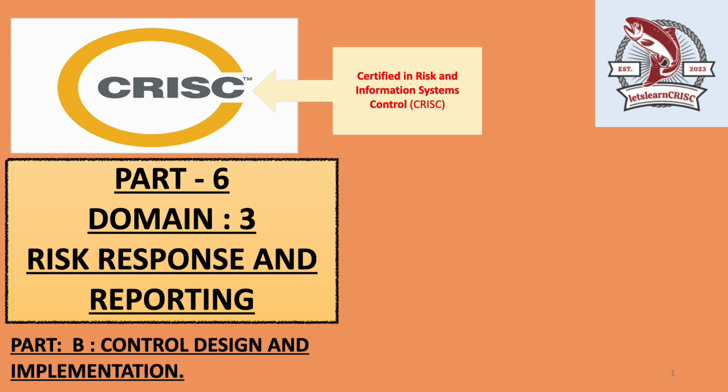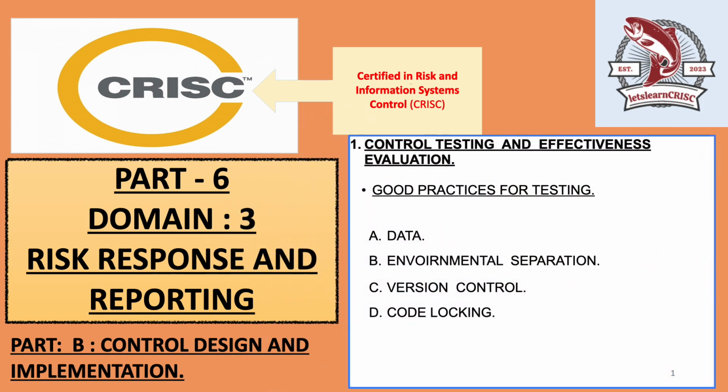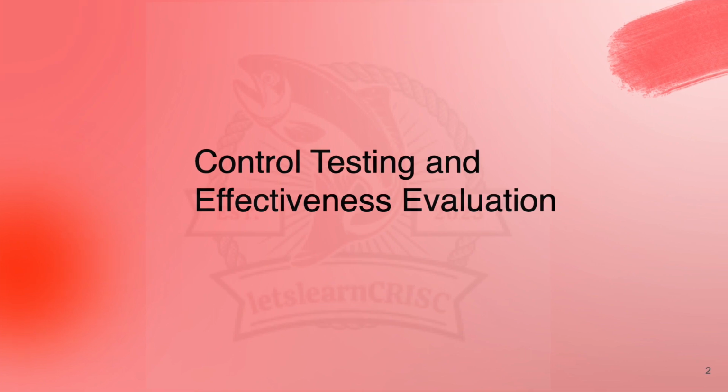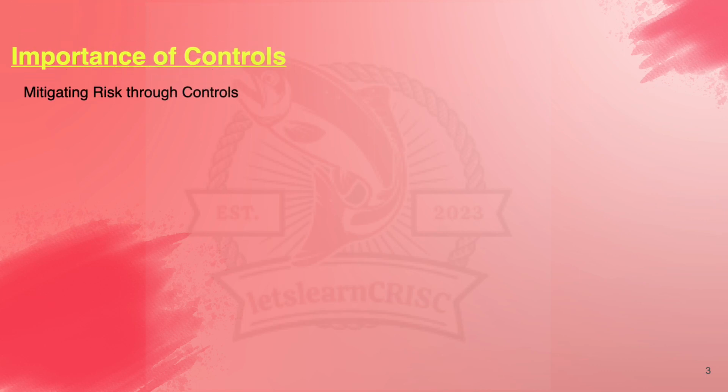Friends, these practices are not just theoretical concepts. They are the practical steps that organizations take to fortify their information systems against potential risk. So without wasting time, let's look into it. We'll see first control testing and effectiveness evaluation. Under control testing and effectiveness evaluation, the first topic is the importance of controls, which we'll discuss.